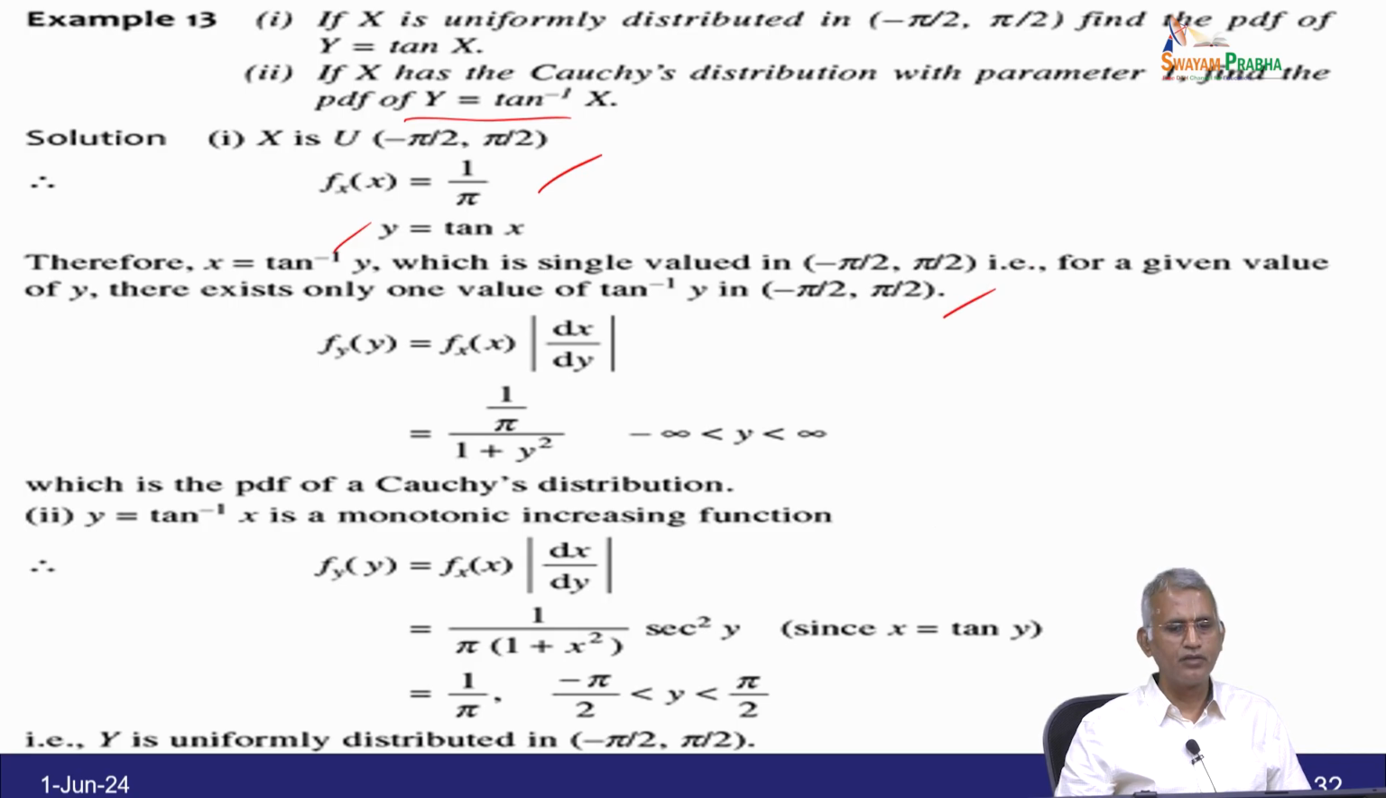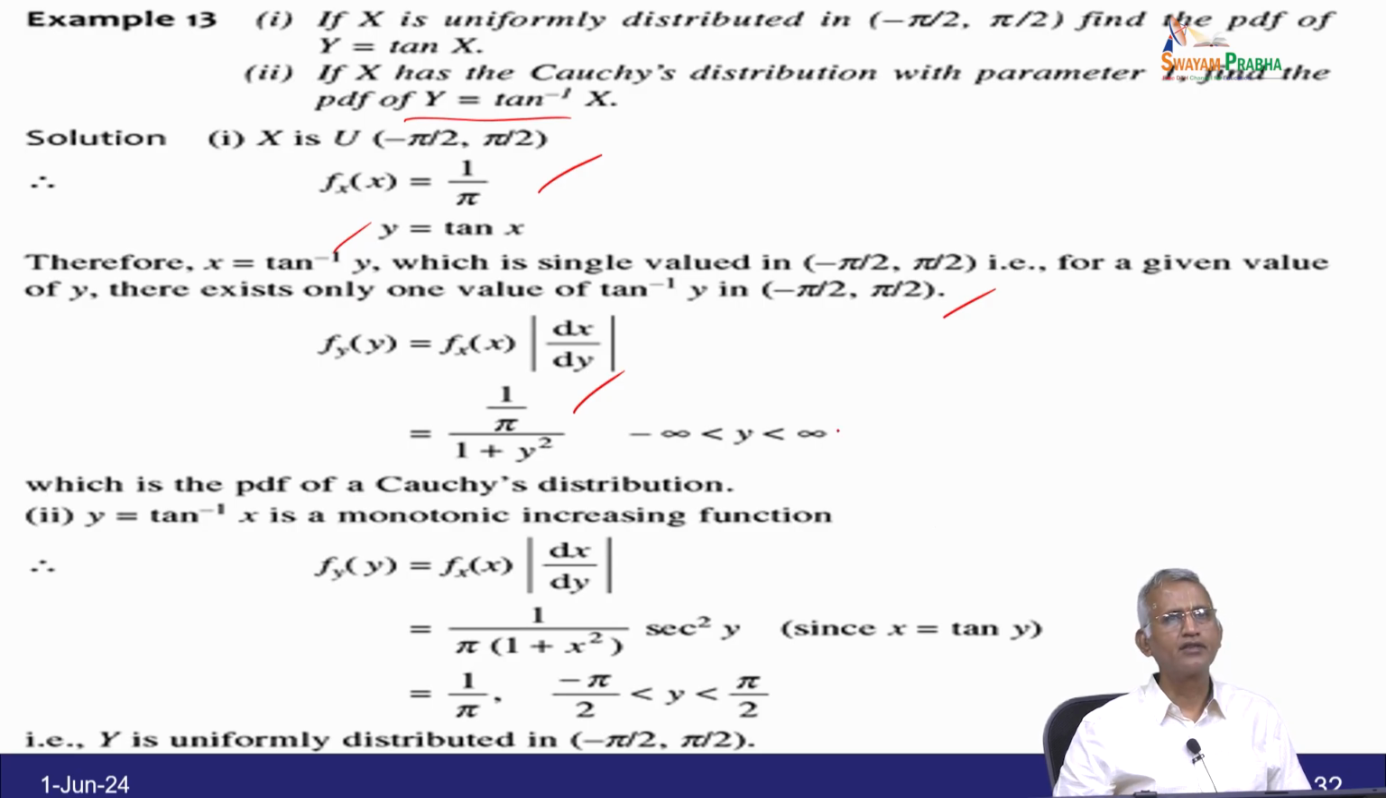Therefore, fY of y equals fX of x into modulus of dx by dy, which is equal to 1 by pi into 1 by 1 plus y square, where y lies between minus infinity to plus infinity, which is the PDF of the Cauchy distribution.